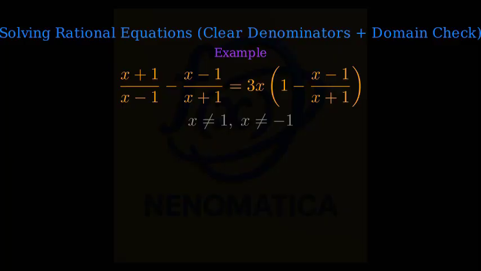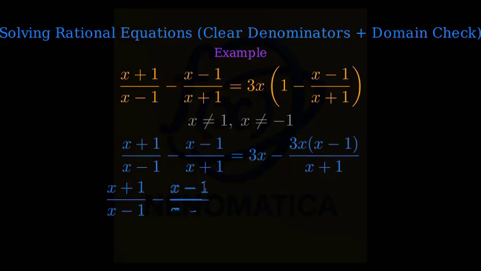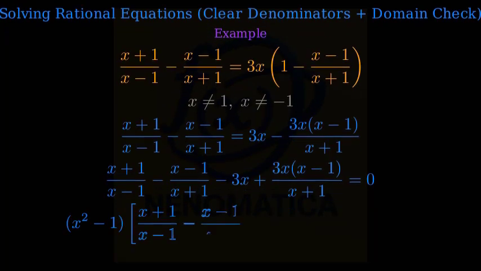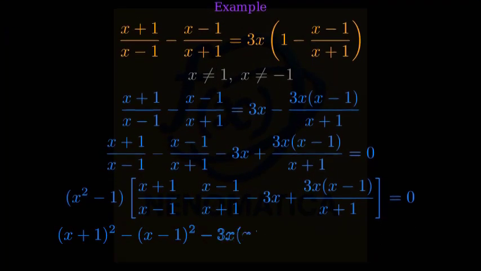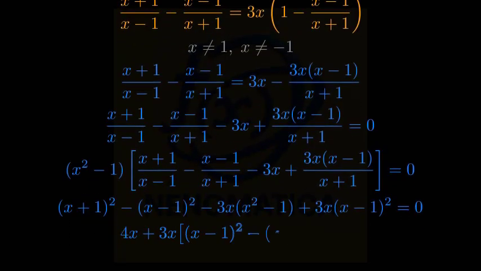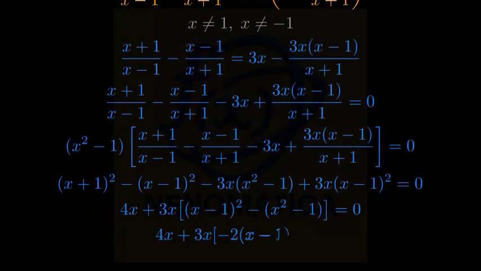Next, distribute the 3x on the right. Now, bring everything to the left side. To remove denominators, multiply both sides by the common denominator x squared minus 1. Simplify and combine like terms. Factor to solve. Finally, check the solutions against the domain.